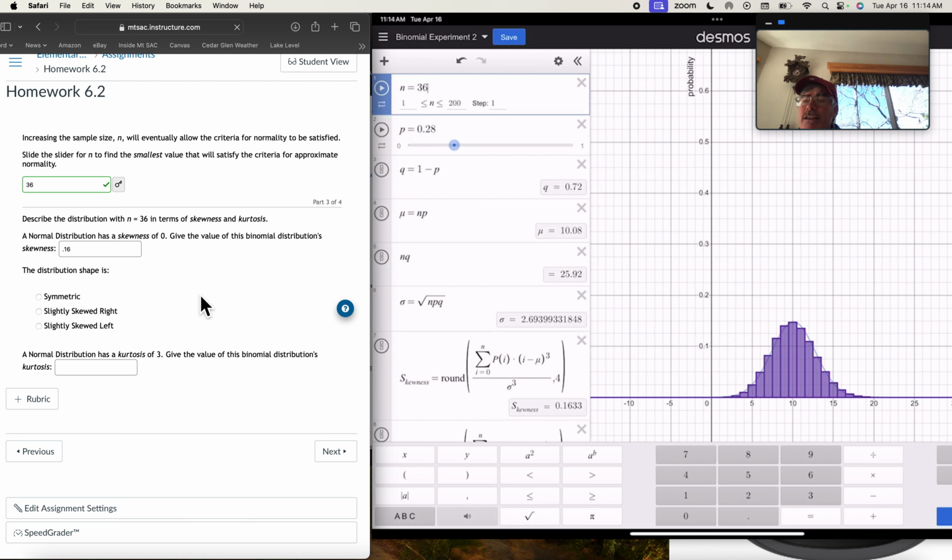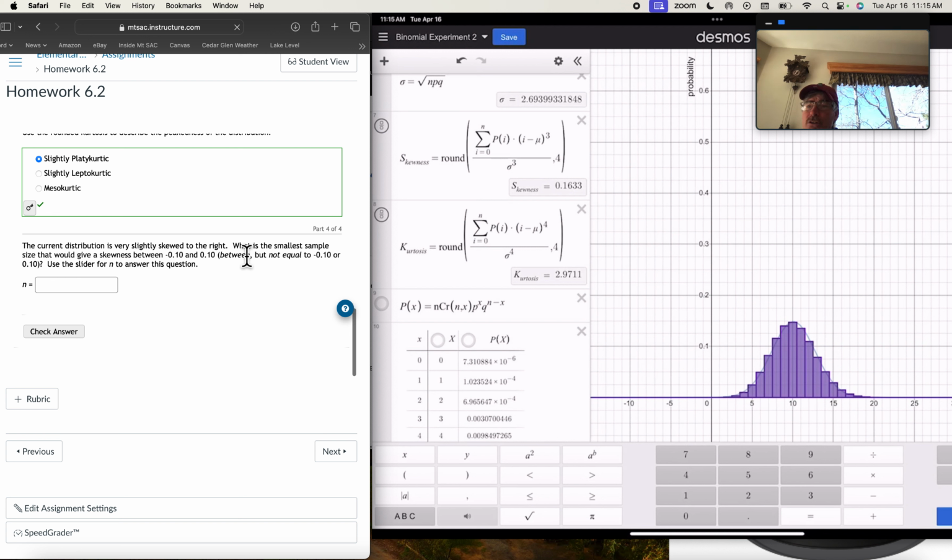Okay, and then it says the current distribution is very slightly skewed to the right, with the skewness 0.16. The next thing it says is what's the smallest sample size that would give a skewness between negative 0.10 and positive 0.10? That's between but not equal to either one of those endpoints. So once again, we're going to use the slider to answer the question. All right, so back to this. I'm hoping I'll be able to see everything.